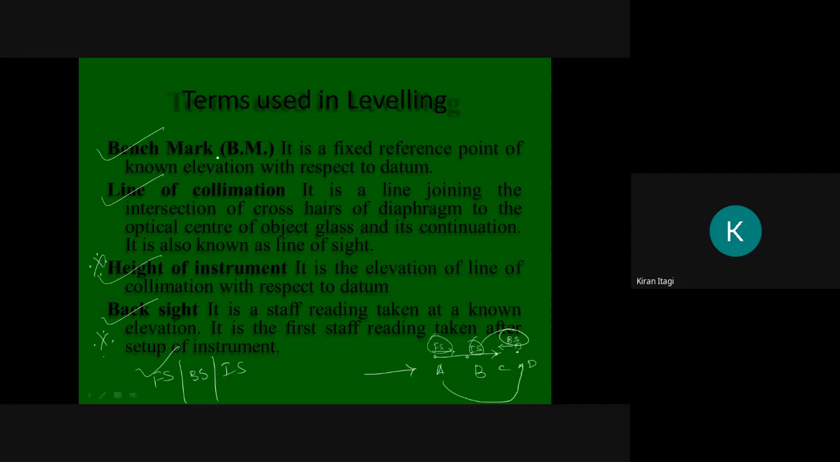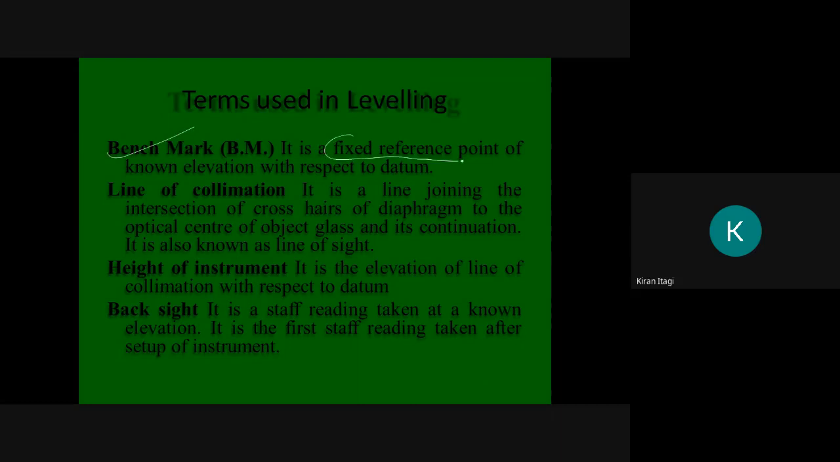Benchmark. We have different types of benchmarks, temporary benchmarks and permanent benchmarks. We will see them one by one. What is a benchmark? It is a fixed reference point of known elevation with respect to datum.